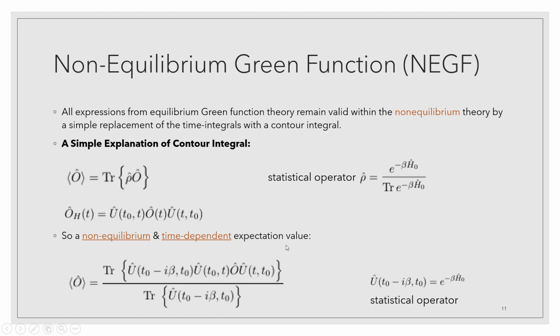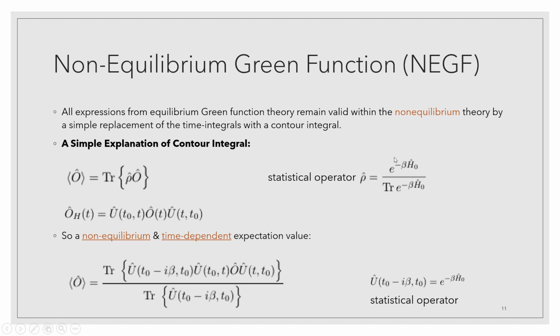And in here we did something smart, which was to write this like that, and you can actually check that these statistical operators are the same. So instead of having normal time in here, we replace it with minus i beta, and if we replace it upstairs, we'll end up with something like that. So the expectation value of some operator is the trace of U, which takes you from time t0 to t, acting O on it, takes you from time t to time t0 again, and then from time t0 to time t0 minus i beta.